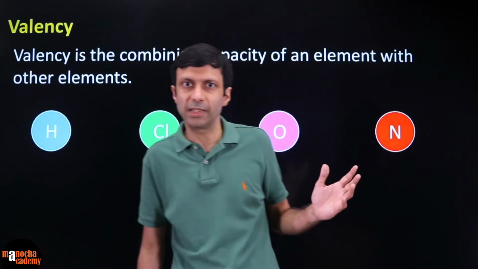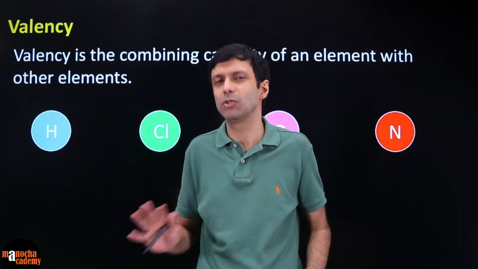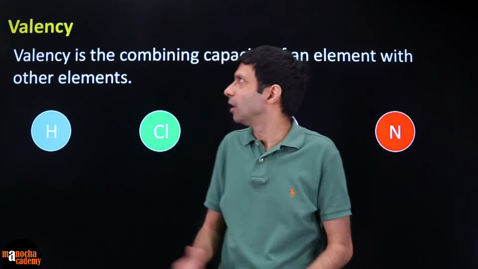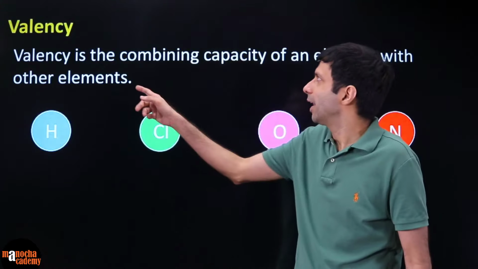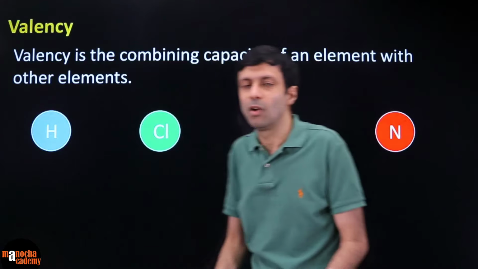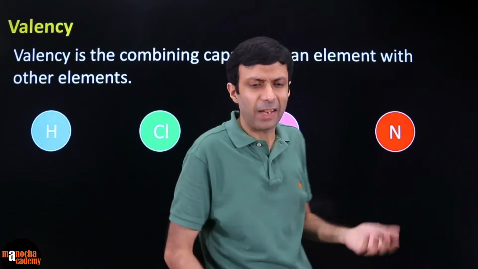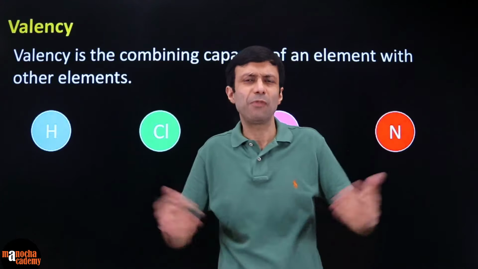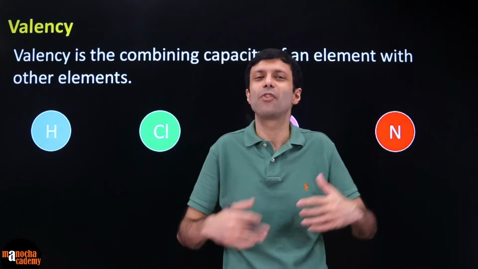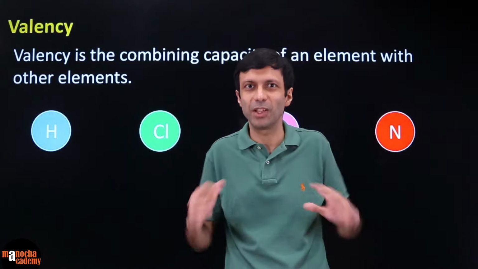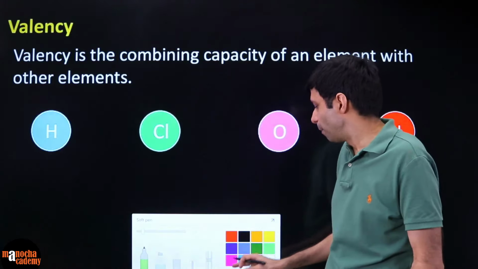So we have talked about atomicity, and atomicity I told you is mainly for elements. Sometimes you can get asked for compounds, but mainly it is just with elements. Now we're going to go into something interesting called valency. What is the meaning of valency? Valency is the combining capacity of an element with other elements. Like if you say, how many friends do you have? It's like, what is your valency, right? How many other friends you have, or how many friends can you interact with or form a group? Same way here, valency is the combining capacity.